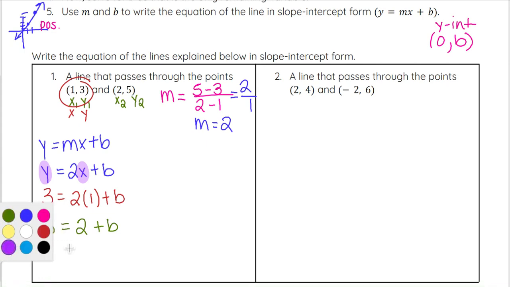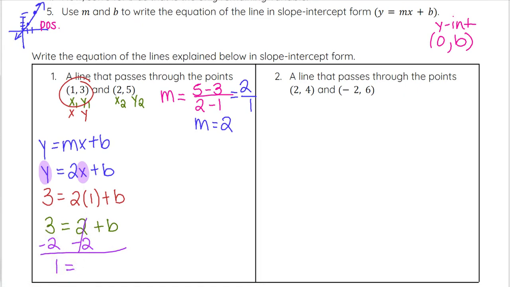Now, at this point, we solve for b by getting b by itself. So we subtract 2 from both sides. 3 minus 2 is 1 equals b. So that tells us b is 1. That's where it crosses the y-axis, and m is 2.